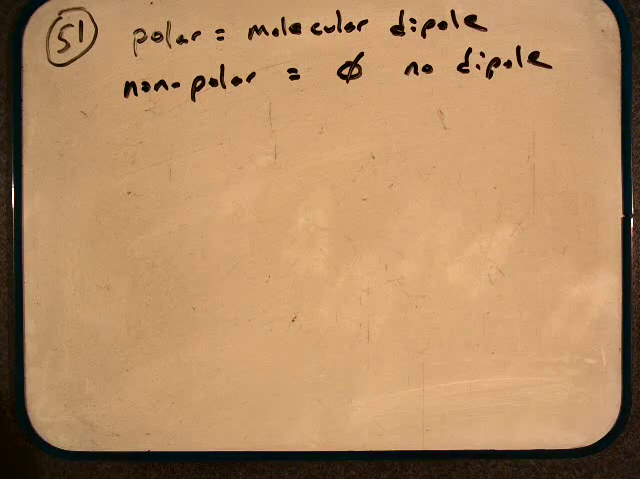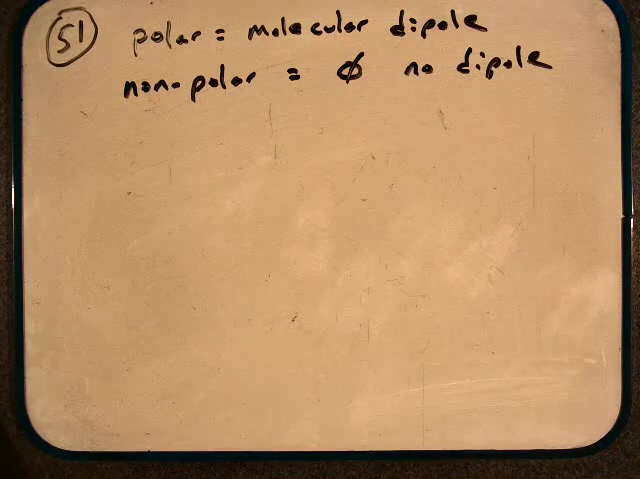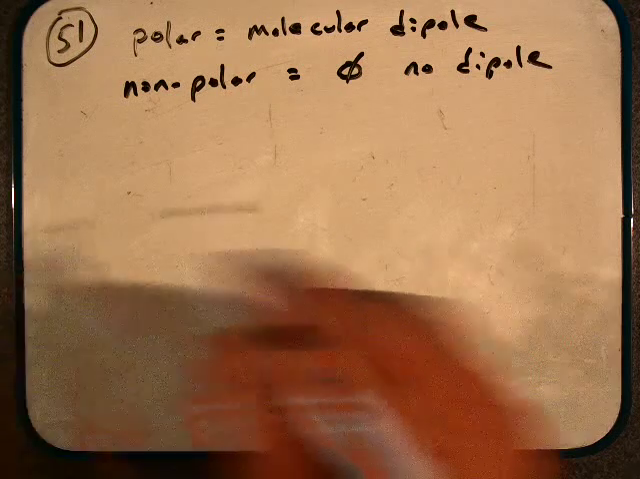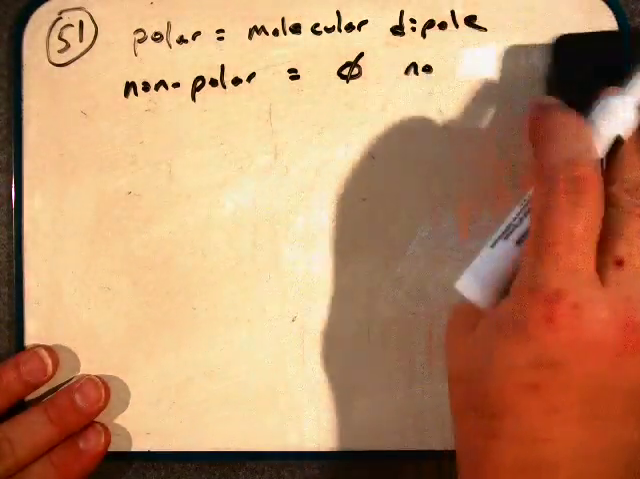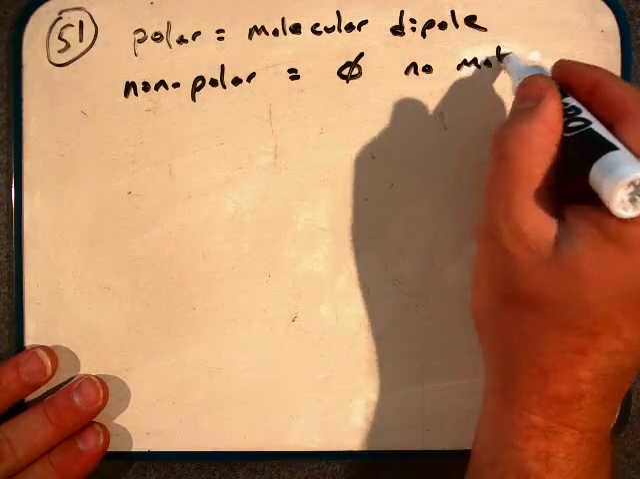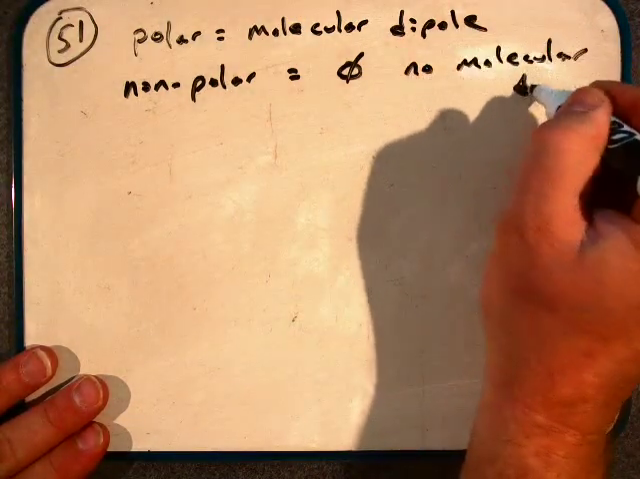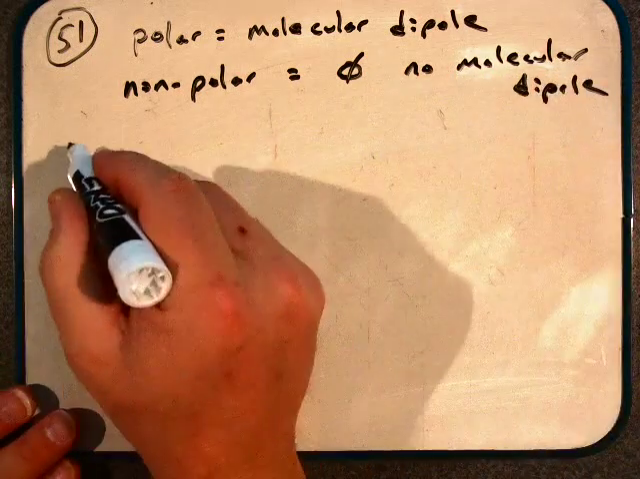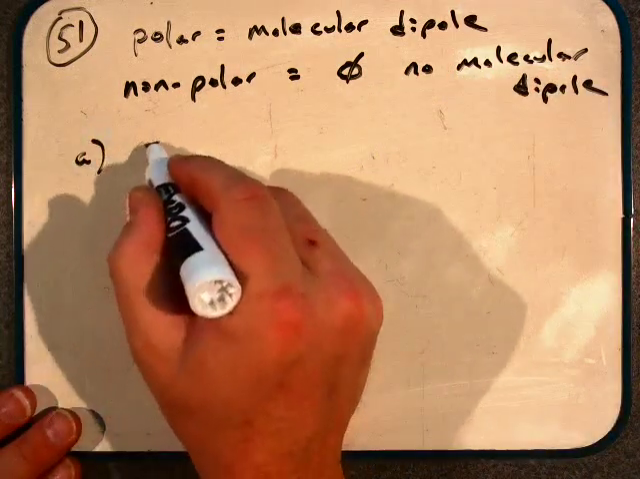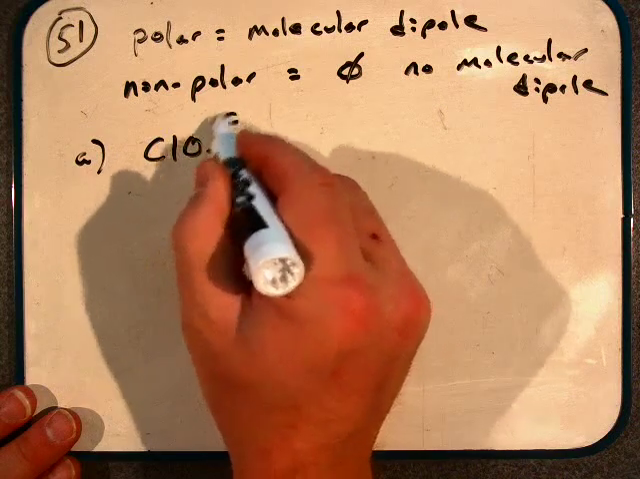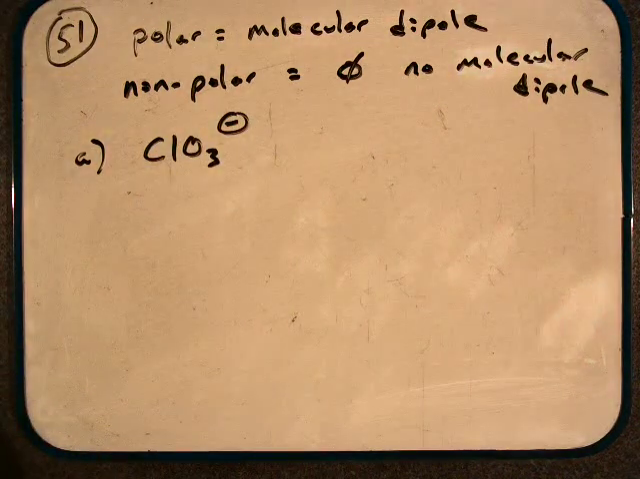And so we have to draw these molecules in 3 dimensions and then ascertain whether there is a molecular dipole or whether there is no molecular dipole. And so part A is looking at ClO3 minus 1.